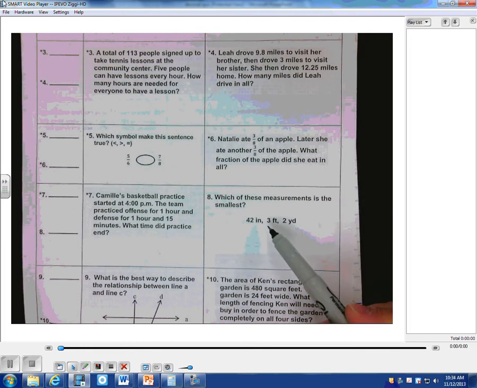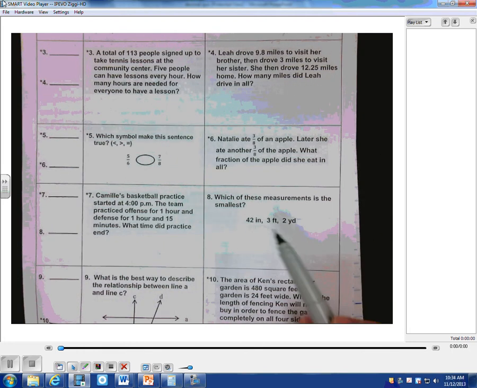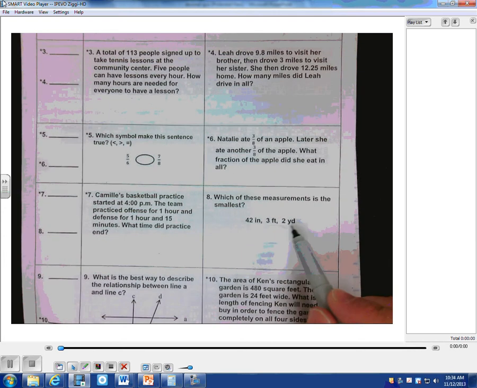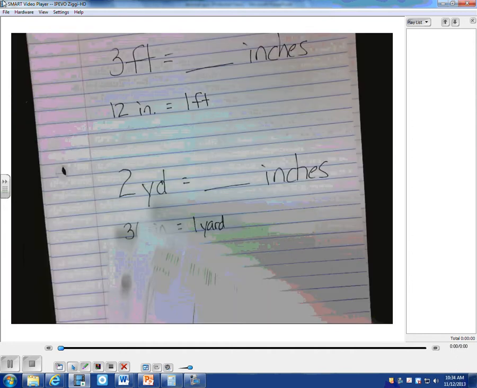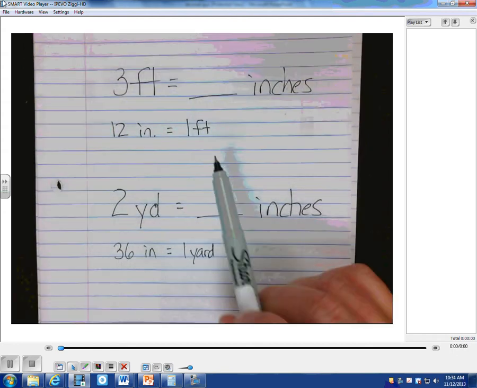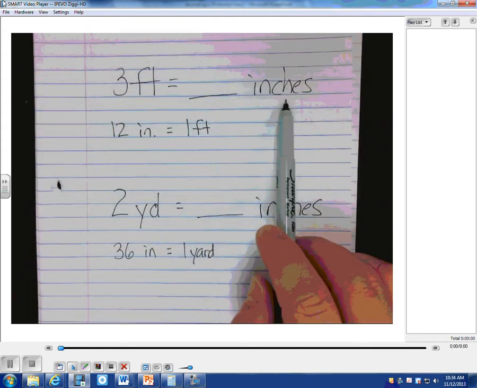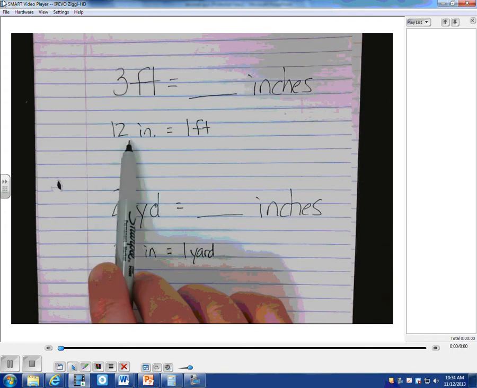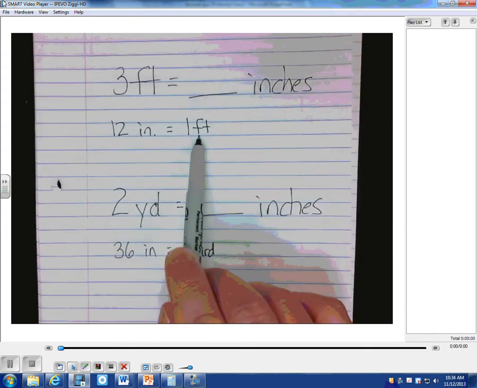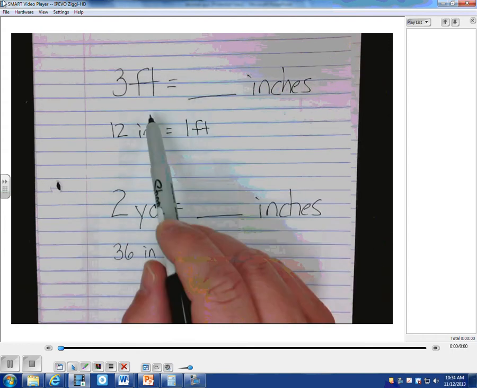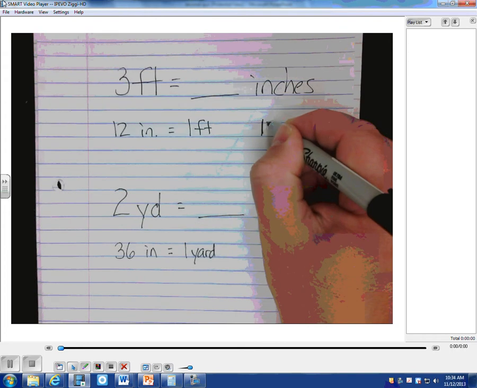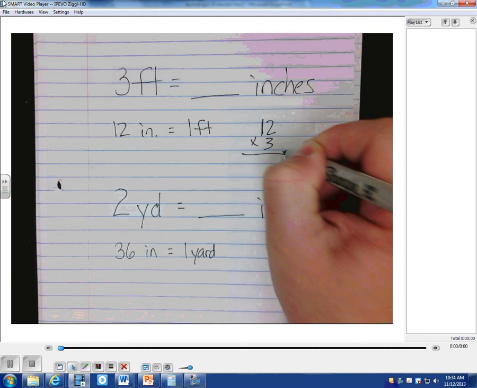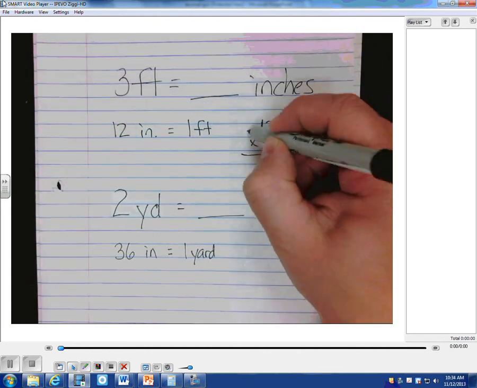So what we'll do in this one is, since this is 42 inches, we'll convert these two to inches. That's what we have to do so we can be looking at the same thing. So let's do that. Okay, so we're at 3 feet. I need to know how many inches are in 3 feet. I do know that there are 12 inches in 1 foot. So in order to figure out how many inches would be in 3 feet, I would multiply 12 times 3. And that will give you this answer.